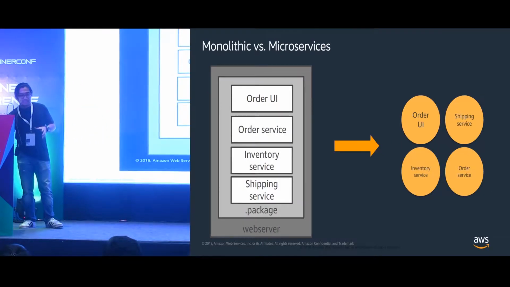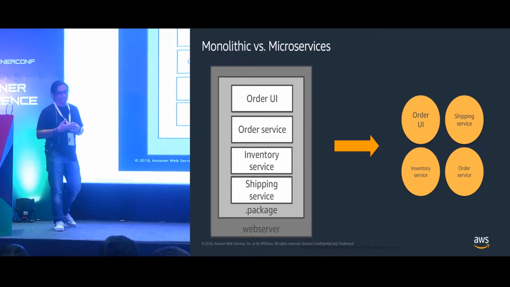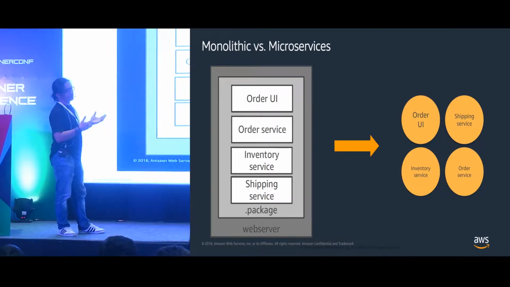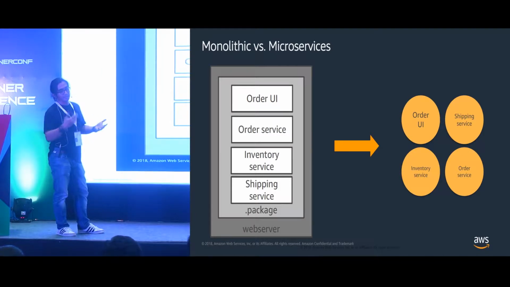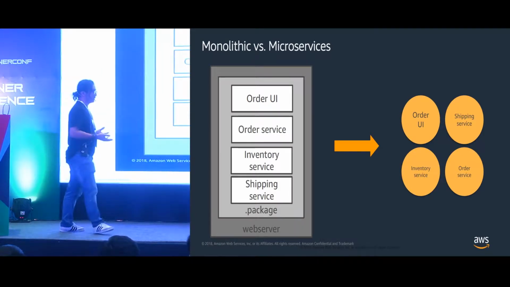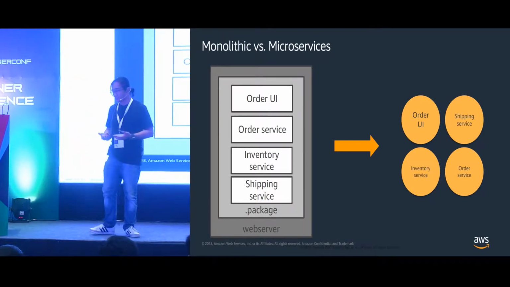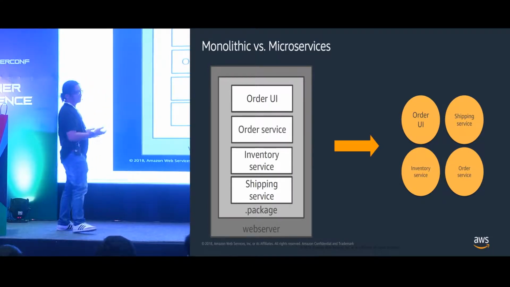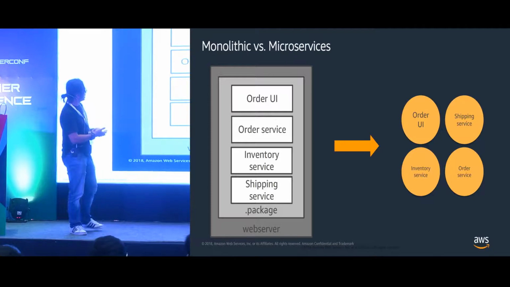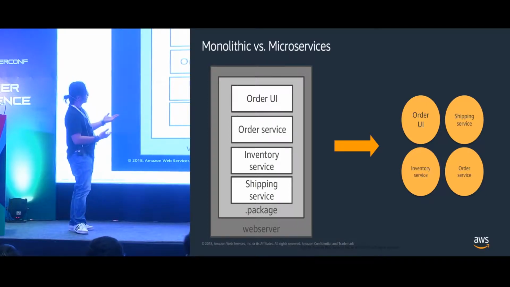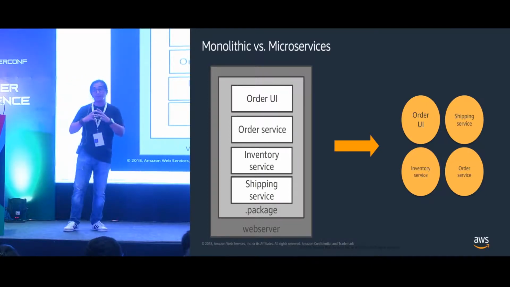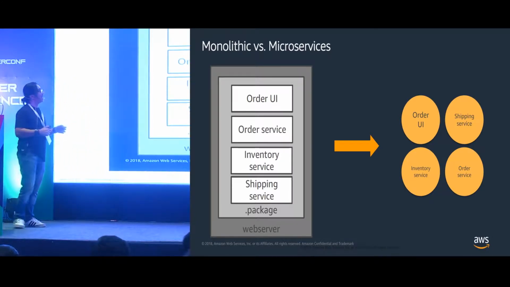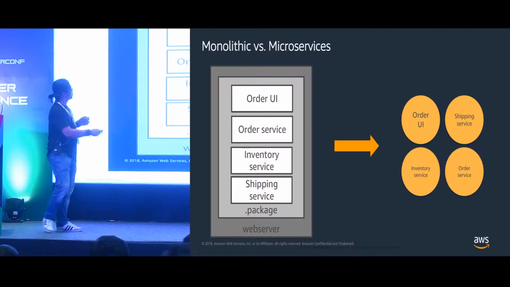To give a big picture, this is a diagram showing the difference between monolithic and microservices. Let's say, for example, that we are building an e-commerce application. In an e-commerce application, we need to have a UI, which is the front end. Then we have to build the order service, inventory service, shipping service, and then we package it in one large code base. And this is how the monolithic approach works.